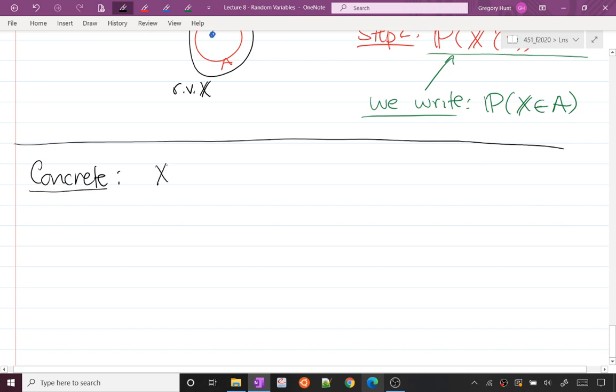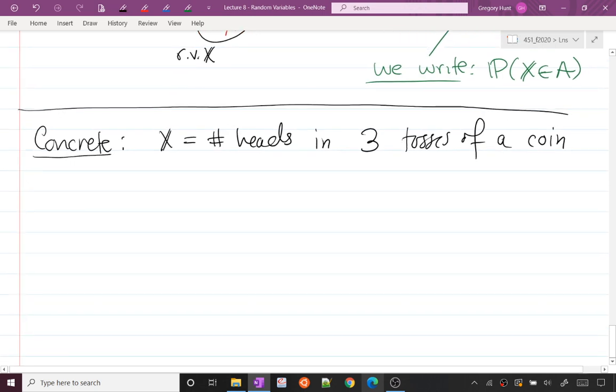Okay. Again, the favorite event: x is the number of heads in 3 tosses of a coin. And I want to say maybe x equals 1. What do I really mean by that? I really mean, what's the probability of x inverse of the set containing just 1?